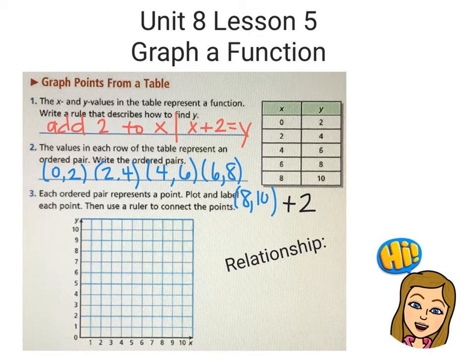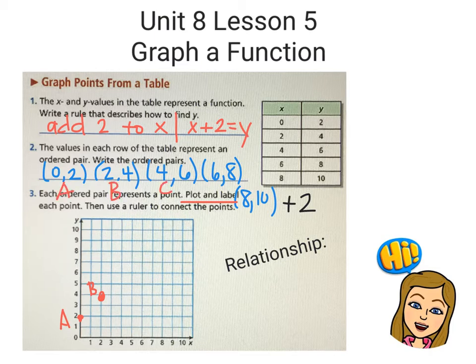So 0, 2 would be plotted right here. I'll call that point A. Notice it wants me to label these points as well as plot them. The next one, 2, 4, we go in the building 1, 2 spots, and then up 4. So my point will go right there. I'll label that point B. We'll just kind of go up with the alphabet here. So we have A, B.